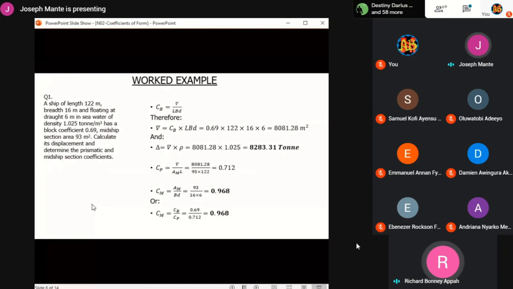We had the unit to be meters, but looking at the formula of block coefficient. No, change that. This is meter square. This is supposed to be meter cube. Yes, it's supposed to be meter cube, all right? So change that, okay.